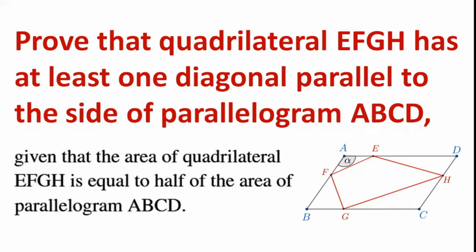Prove that quadrilateral EFGH has at least one diagonal parallel to the side of parallelogram ABCD, given that the area of quadrilateral EFGH is equal to half of the area of parallelogram ABCD.